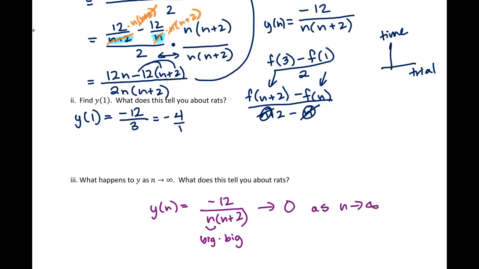What this is telling me about rats, so this is saying as the rat does more and more and more trials, it's not the time that's decreasing by 0, it's the rate of change in time that's decreasing to 0. So it's saying that basically the rat quits improving. It's improving by tiny, tiny, tiny, basically 0, as we do more and more and more trials.